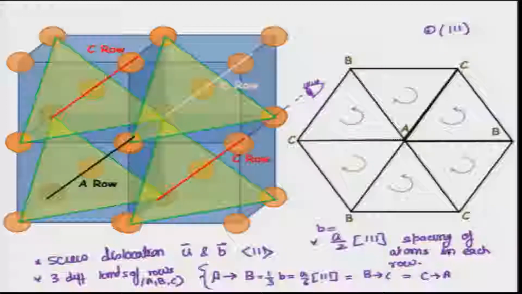Because of this, what you would see here is that now you have A, B and C. So, let us say A is the layer where you have the lowest level of atoms, next 1 by 3 B, this is another 1 by 3 B, and then again another 1 by 3 B, you come back to A. So, what this is forming is a helical structure.